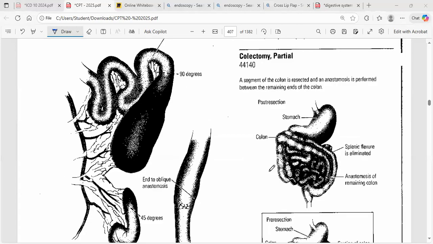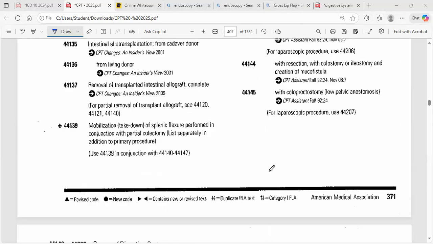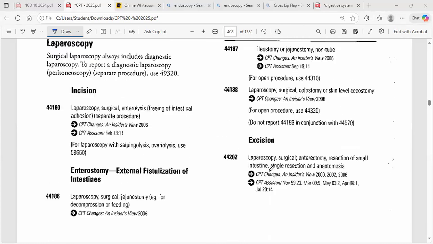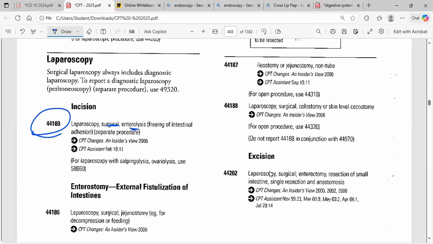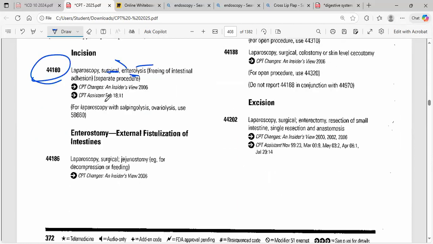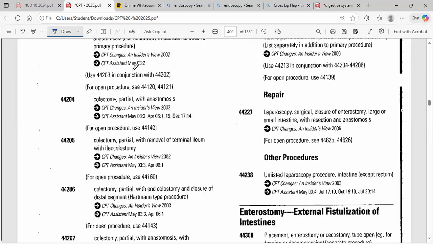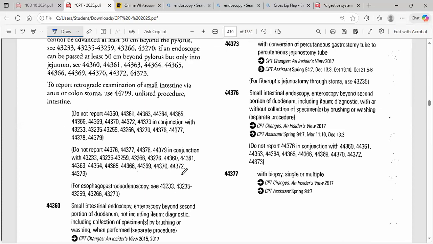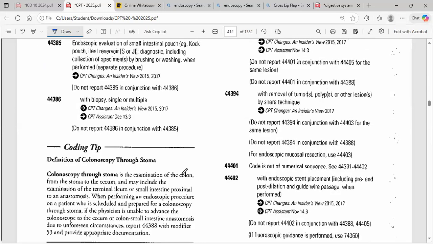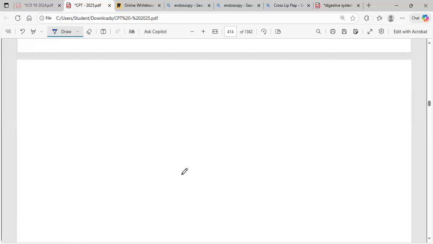So these are the colectomy procedures. Look, this is a laparoscopy surgical for the enterolysis. Enterolysis means freeing the intestinal adhesions. This is also a separate procedure. That means if any other major procedure is performed in the same area, we have to bill the major procedure only. Further, these are the colonoscopy procedures.